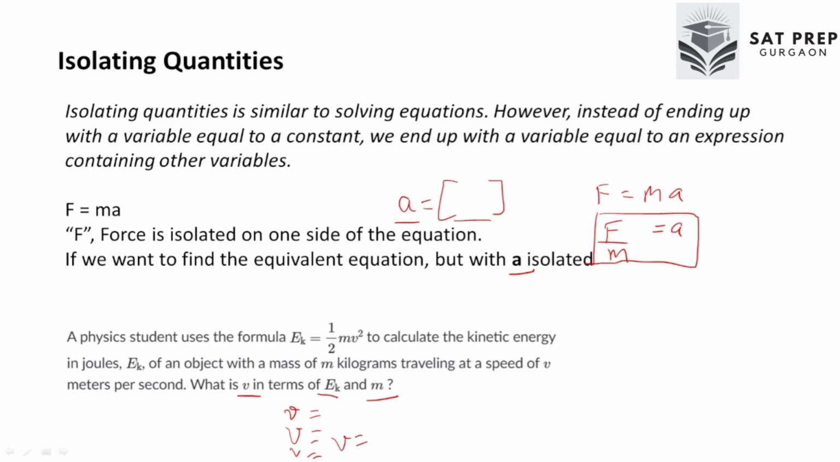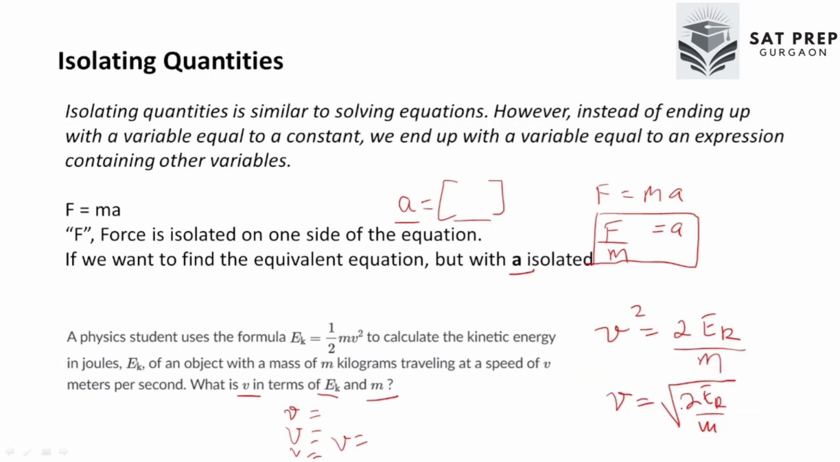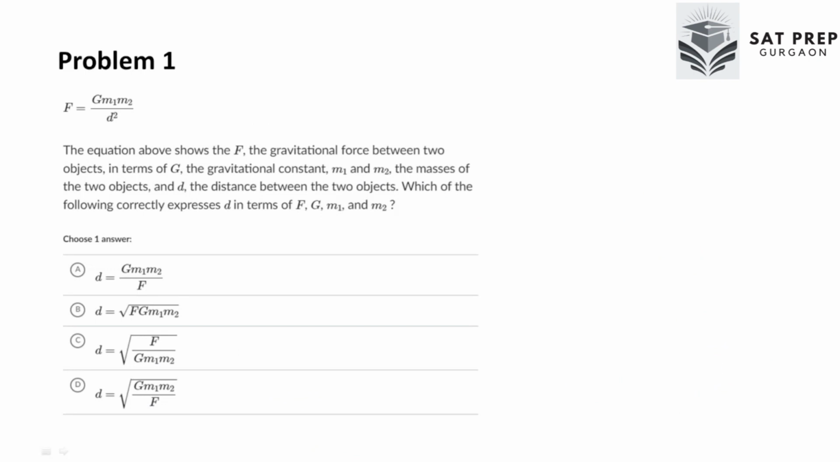So let's start doing that. Let's keep V square here and take everything on the other side. When you multiply both sides by 2, you have 2 EK and this one goes away. And then you divide both sides by M, right? So we get V square equals 2 EK by M. Now V would simply be the square root of this expression, 2 EK by M, and that would be the answer. So all you need to do is identify what you are trying to isolate and just go ahead and do that. Let's do a couple of questions on isolating quantities.